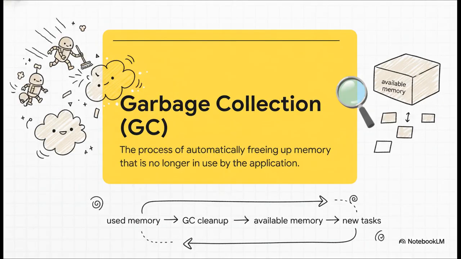And then there's garbage collection, or GC for short. You can literally think of this as the automatic cleanup crew for your app's memory. As your app runs, it uses memory for tasks, and then it's done with it. A good GC system swoops in, cleans up all the memory that's no longer needed, and makes it available for the next job. This is what stops memory leaks in their tracks and keeps your app feeling fast and efficient.